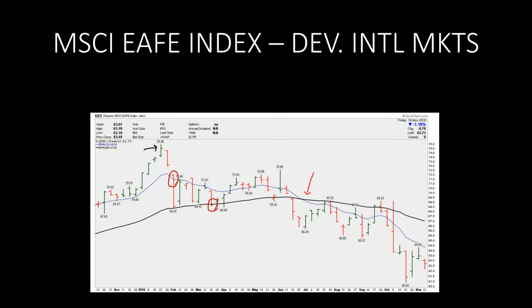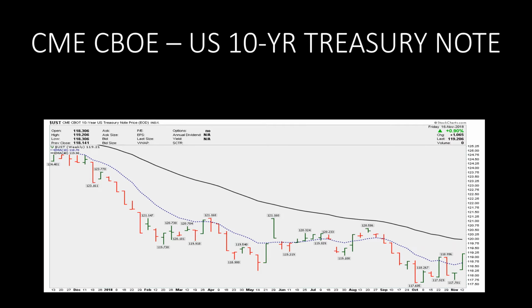Now, what is the death cross? Well, that's when the quicker 10-week moving average crosses below the longer-term moving average. Again, that does not mean a crash is coming, but it does show that this index is of ill health.